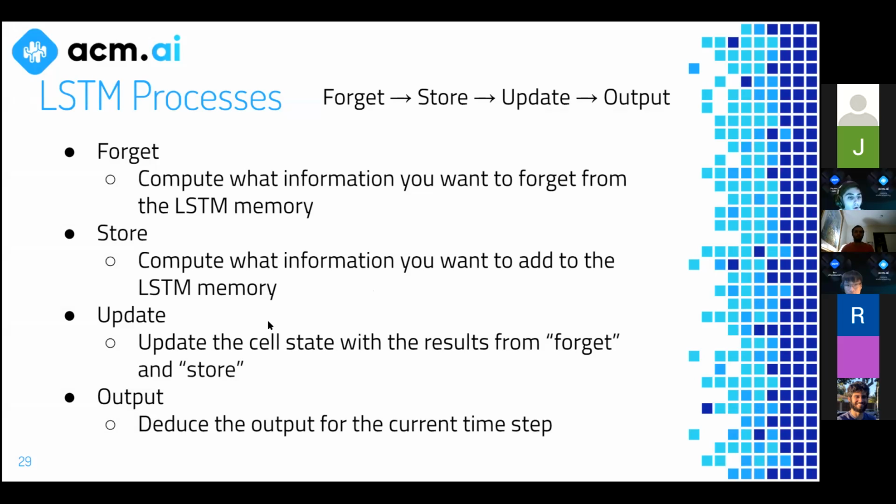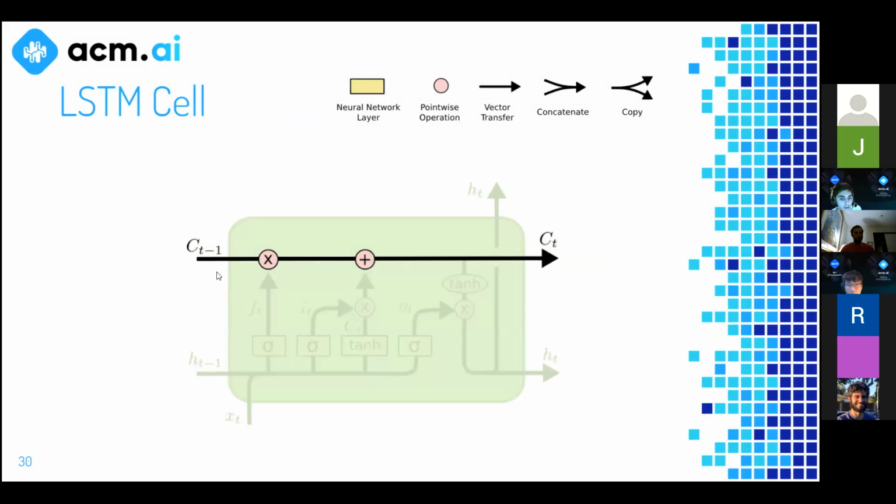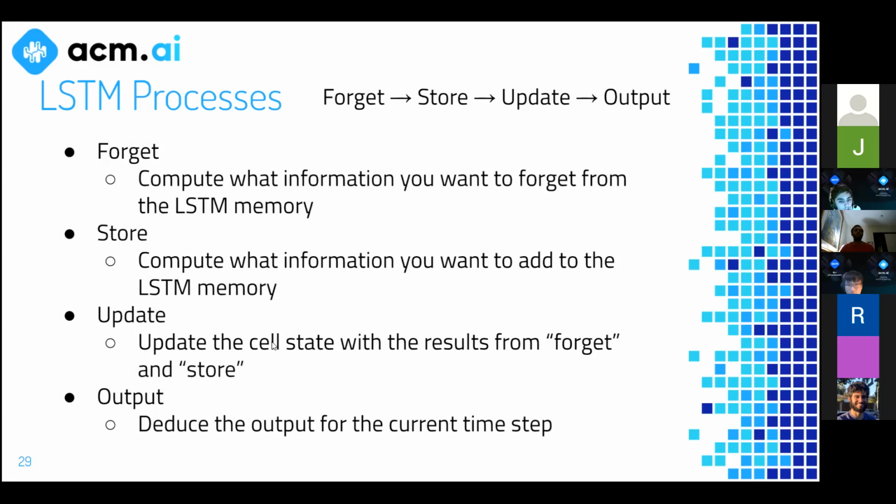But basically, we compute all these values. We compute what we're going to forget. We compute the new things we're going to store. And then we actually apply the update to our network. And then after that, we compute the actual output. Okay, so let's explore these pieces of the LSTM. So this is the cell state. This is this guy right here, the cell state.